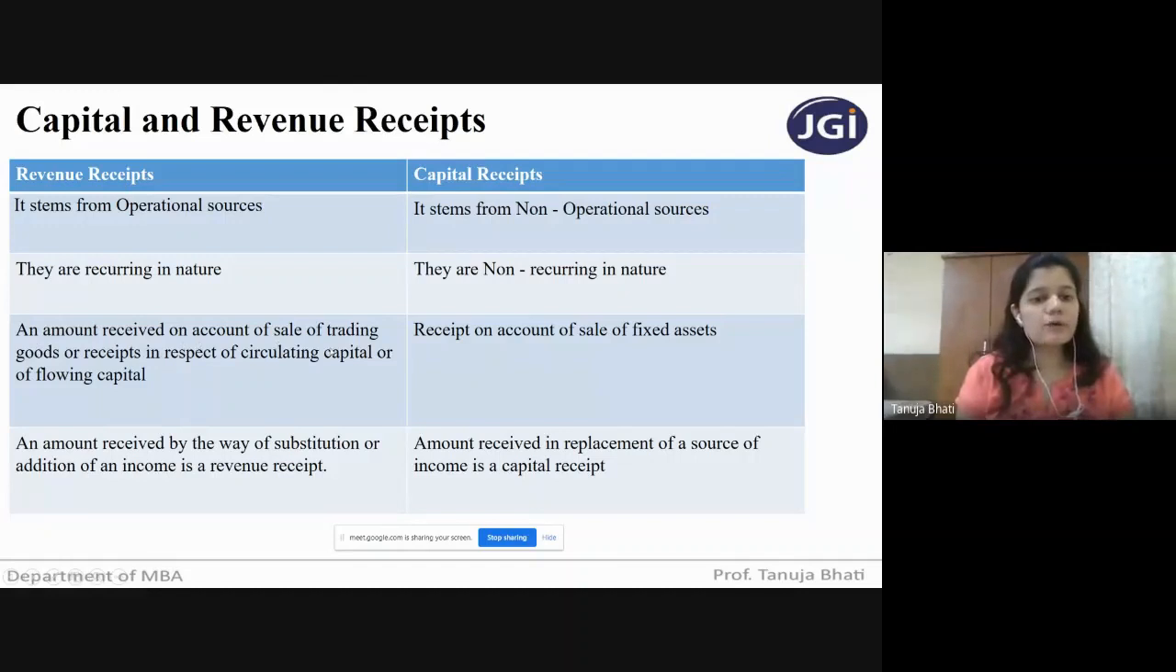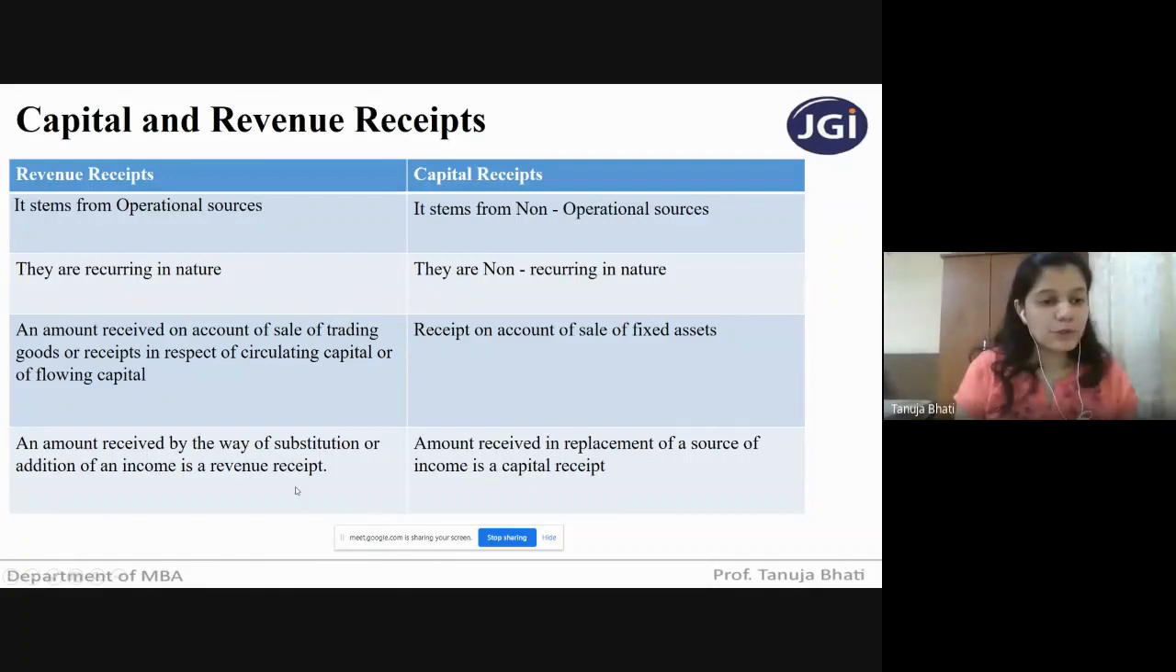Revenue receipts: an amount received on account of sale of trading goods, or receipts in respect of circulating capital or flowing capital. This I've already discussed. What is circulating capital? That is the working capital required for the day-to-day working of the business. So day-to-day working of the business is nothing but your day-to-day trading. On the other hand, capital receipts are receipts on account of sale of fixed assets. I've already discussed this. Next, revenue receipts: an amount received by way of substitution or addition of an income is a revenue receipt.